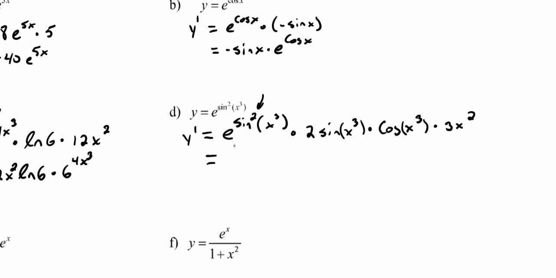Okay, putting it all together, we get 6x squared times e to the power of sine squared x to the power of 3, times sine x cubed times cos x cubed, and done.